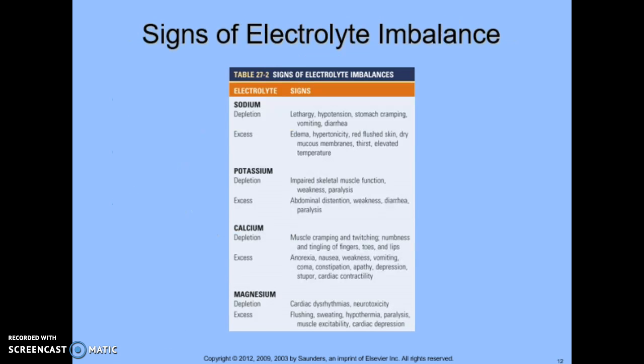Approximately 60% of our body weight is water in intracellular and extracellular fluids. So here we see a chart or a table, 27.2, signs of electrolyte imbalance, and I want you to take a look at this in your book. It's important to note that infants and very young children are at greater risk for dehydration because of the high ratio of body surface area to body weight and immaturity of their kidneys.